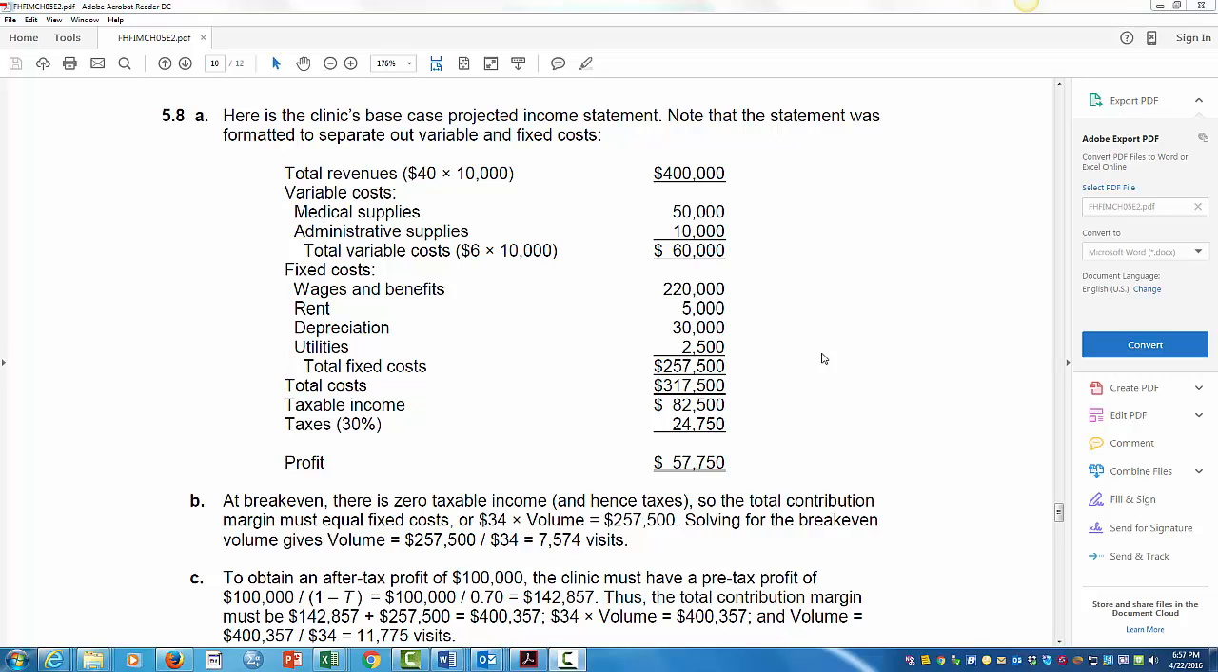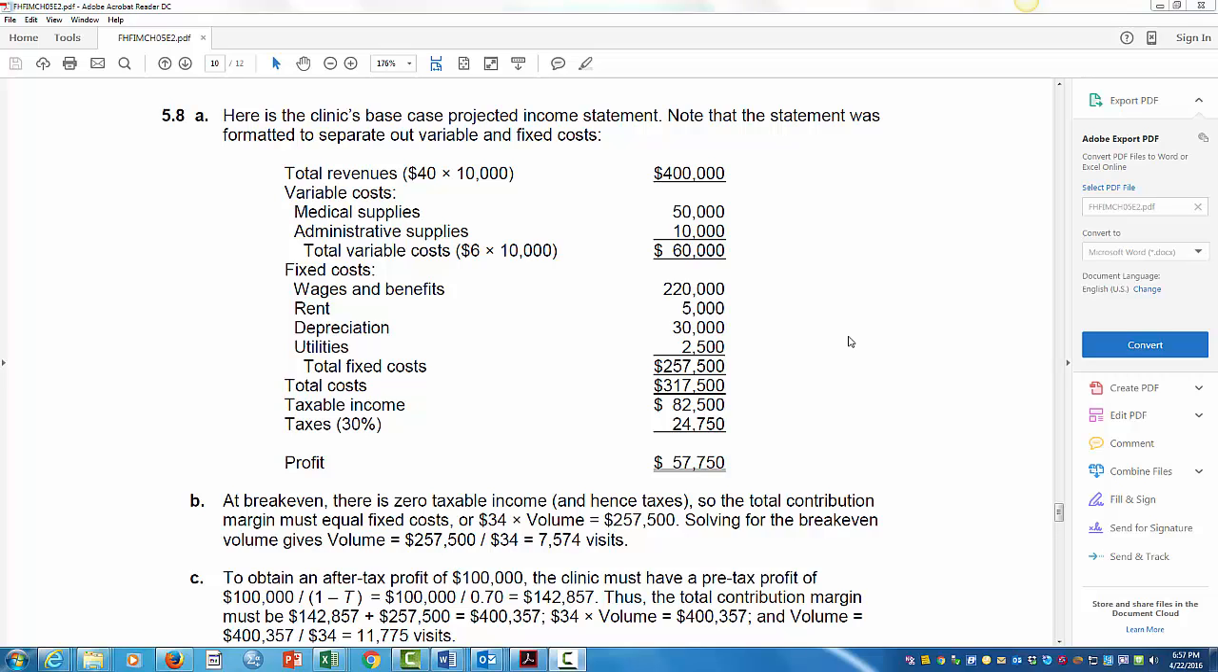Hello class. At this time I'm going to go over a couple of exercises with you in Chapter 5 today. Chapter 5 deals with pricing decisions and profit analysis topics. We're going to do exercises 5.7 and 5.8.